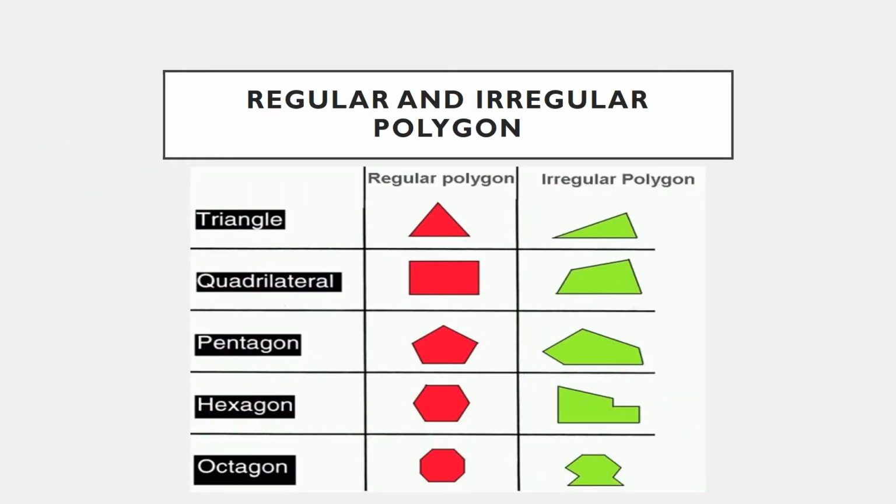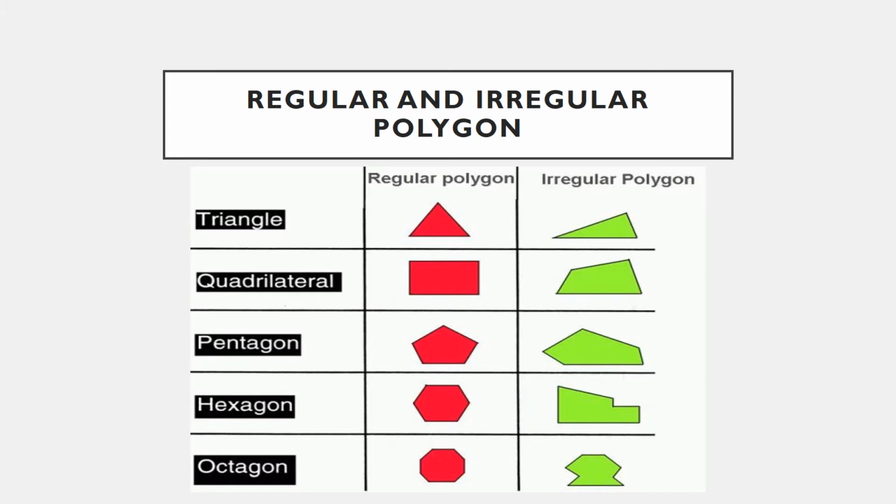Find perimeter of regular and irregular polygons. Now polygons are figures bounded by three or more sides. Here you can see triangle, figure bounded by three sides; quadrilateral, figure bounded by four sides; pentagon, figure bounded by five sides; hexagon, figure bounded by six sides; octagon, figure bounded by eight sides.